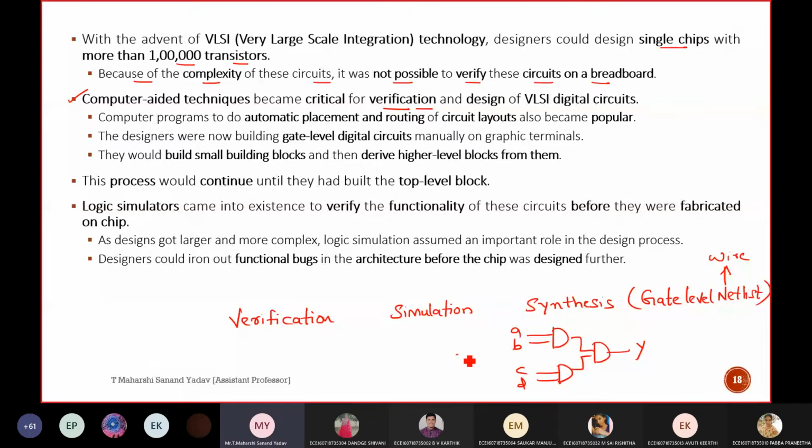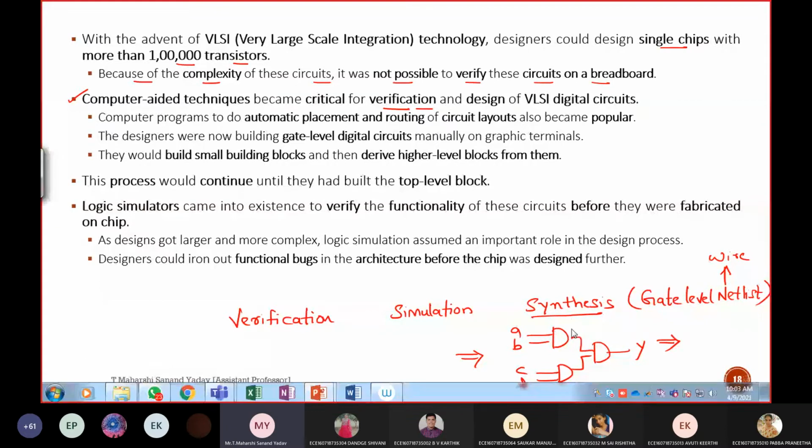This is called a gate level netlist. Why? Because all these gates are connected by means of nets, by means of wires. So this is called a gate level netlist. Whatever code you write in any high level language, once synthesis is done, it will get converted like this. Gate level netlist is the final thing that will go onto the chip. Everything will be in the form of gates only once it is fabricated on chip.